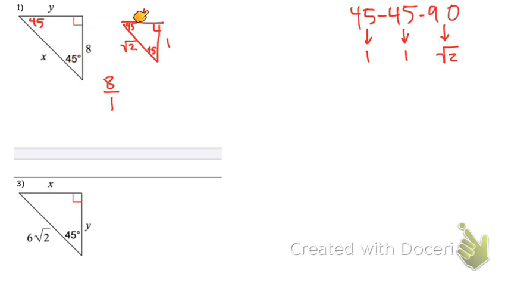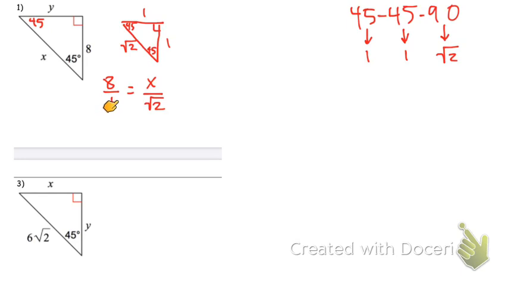Again, this side matches this side, so 8 matches with 1. And then I'm going to set up a new fraction. And this fraction is going to have a variable. So I'm going to match, in this case, I want to match x. So x matches with radical 2. So it's original over new. So x over radical 2. And once we have this proportion set up, we could cross multiply to solve.